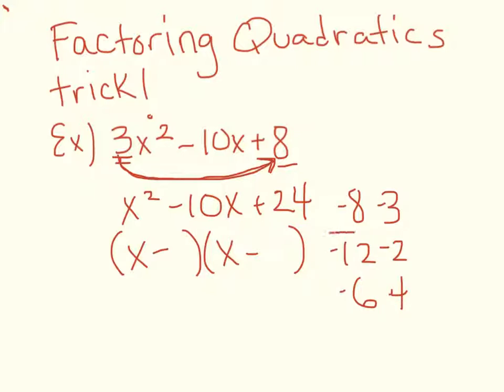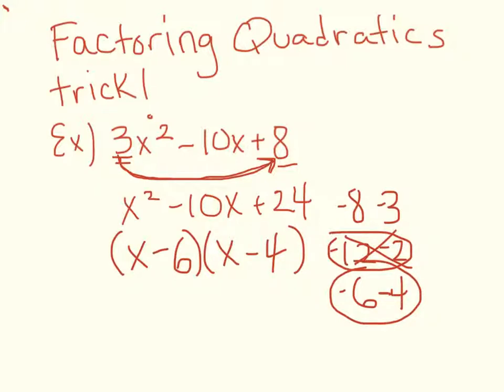You might be thinking 12 and 2, because 2 minus 12 would be negative 10, but that doesn't work because you're making one of the numbers positive and one negative. If both of the numbers are negative, then it's negative 6 and negative 4. So that's what goes in our parentheses, minus 6 and minus 4. But that is not your answer.